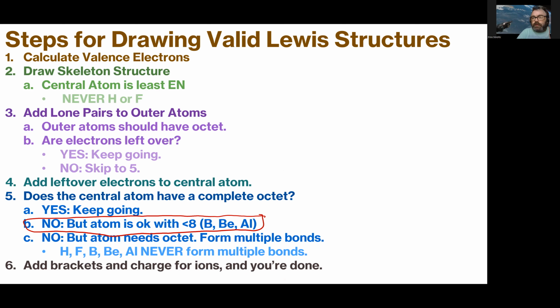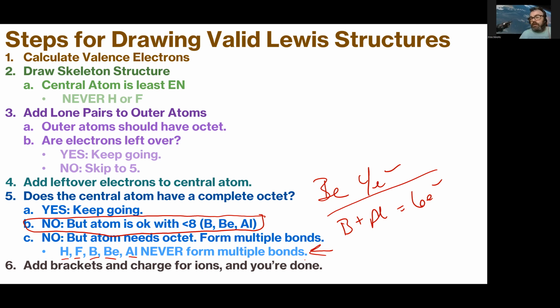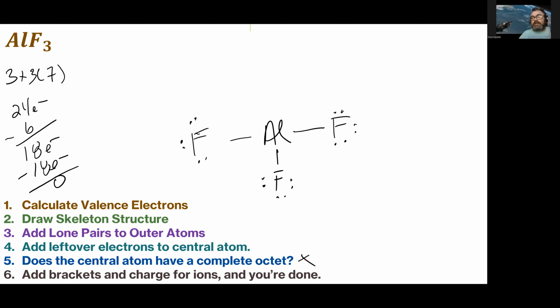I didn't write these in a good order. Beryllium is okay with 4 electrons. Boron and aluminum like to have 6 valence electrons. I will say this, boron and aluminum can have 8 if there are 8 valence electrons there. Also notice that these guys that are small, boron, beryllium, aluminum, and hydrogen and fluorine, don't ever form multiple bonds. So we don't want to draw multiple bonds to the aluminum from the fluorine. That's not going to happen. So aluminum is okay with 6. So this is good. We don't have to stress about it.